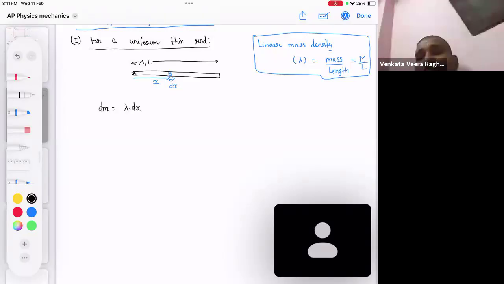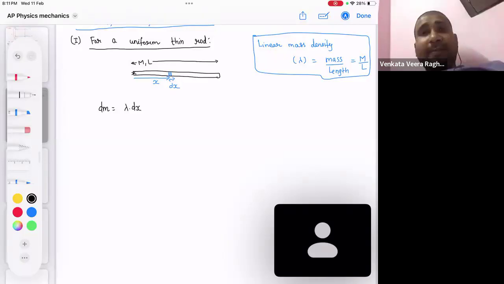Now, the element I have considered is just a particle, a small element. So where will be the center of mass of this small element? At that point itself. So if you want to calculate xcm, what will you do? Integration of dm into x, that is dm into the position of the center of mass of that dm element.